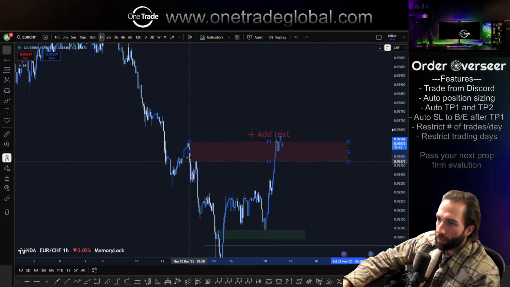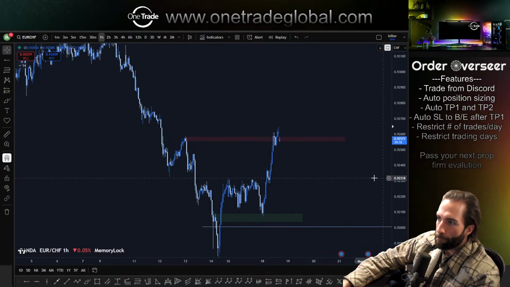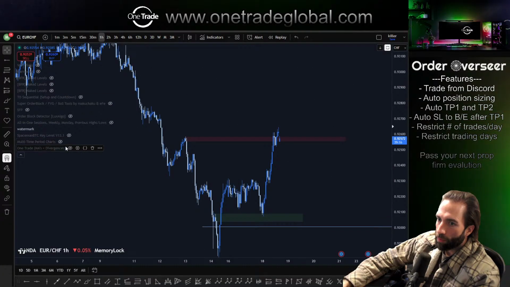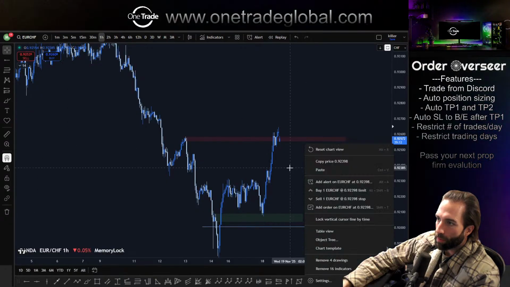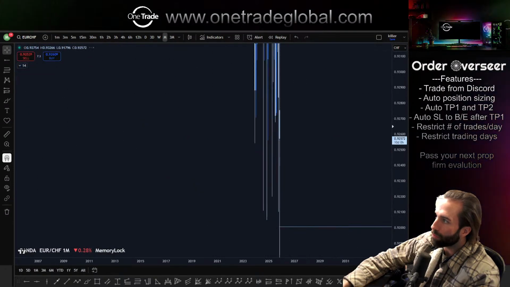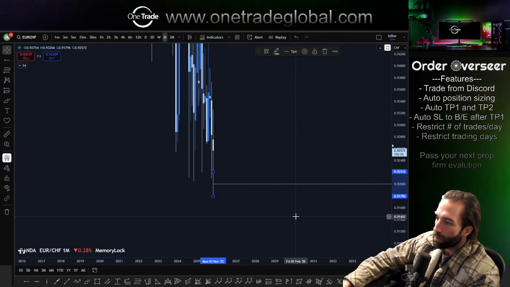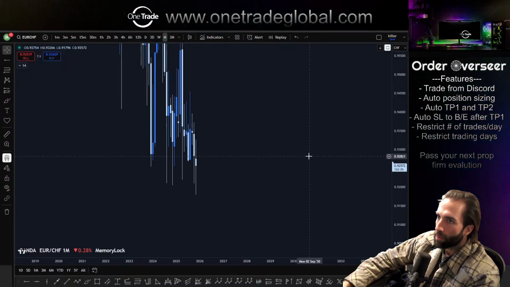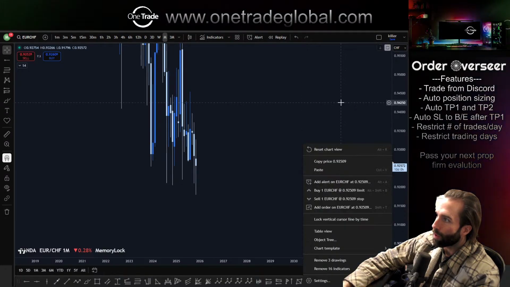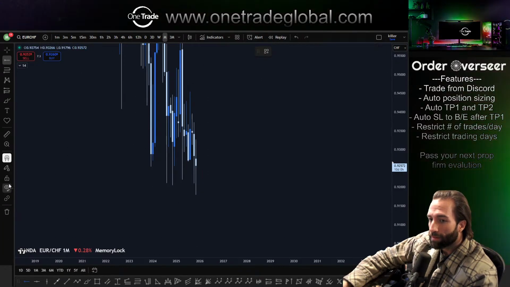Currently messing around with this level here. Not really interested in anything too crazy. Let me update my levels first before I start mouthing off on this asset here. Oh, I don't even have all this stuff done. Man, that's funny. I've taken a lot of trades on this.